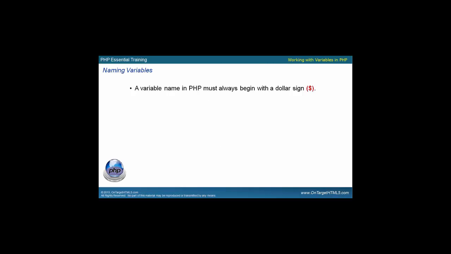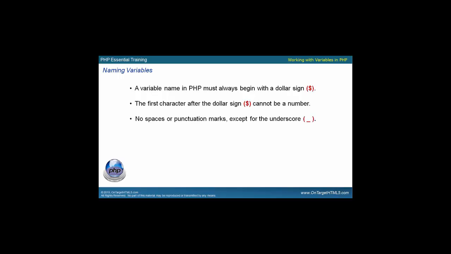A variable name in PHP must always begin with the $. The first character after the $ cannot be a number. No spaces or punctuation marks except for the underscore. And so in wrapping up, naming variables in PHP, you're limited to letters, numbers, and the underscore character.